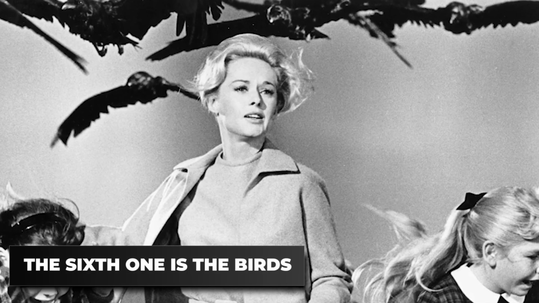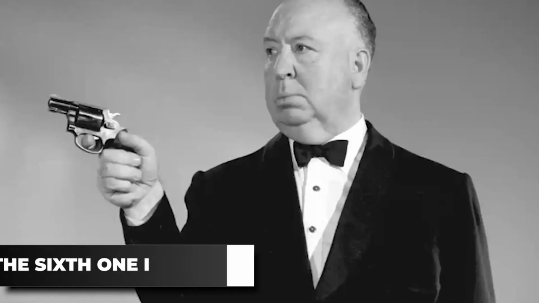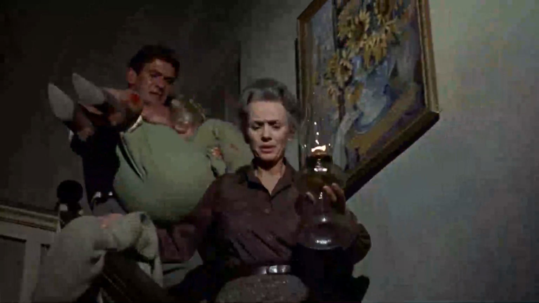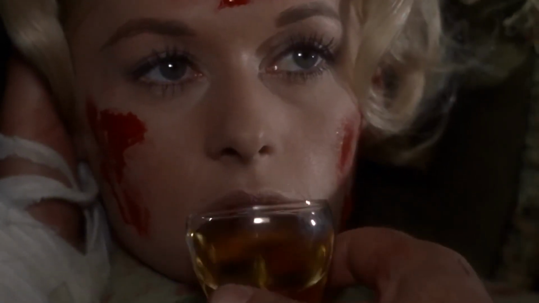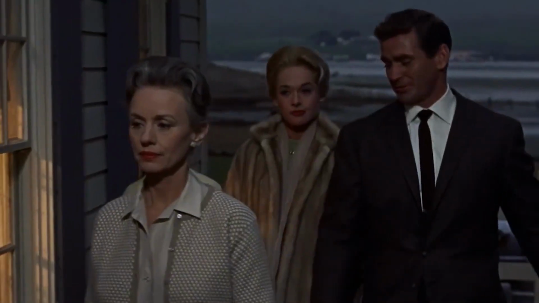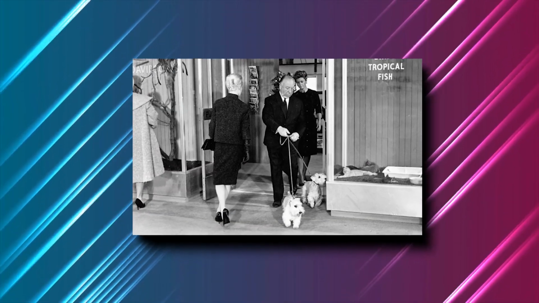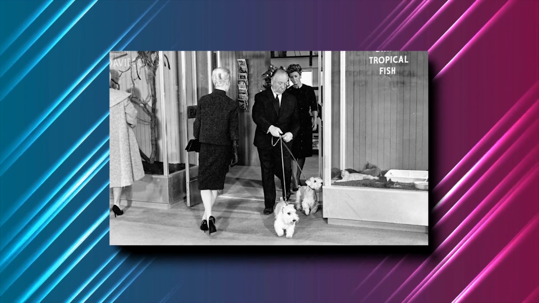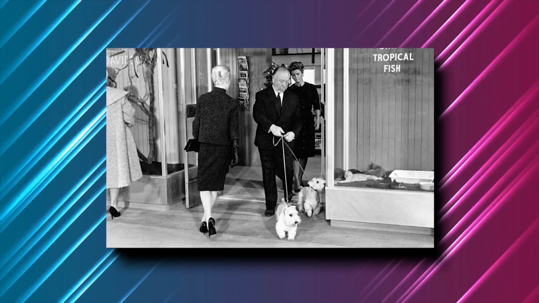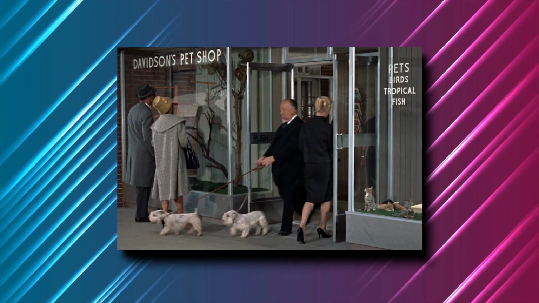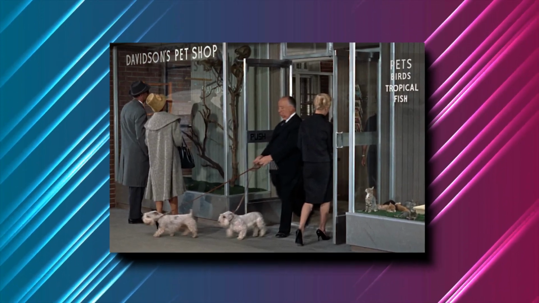The sixth one is The Birds. We all know Alfred Hitchcock as one of history's most famous film directors, but many fans don't know that he appears in nearly 40% of the films he directed. Some of his appearances include his character in The Birds, released in 1960. He's spotted leaving a pet shop with two little dogs, his real-world companions in the film. The video shows Alfred Hitchcock in a quick cameo for The Birds.